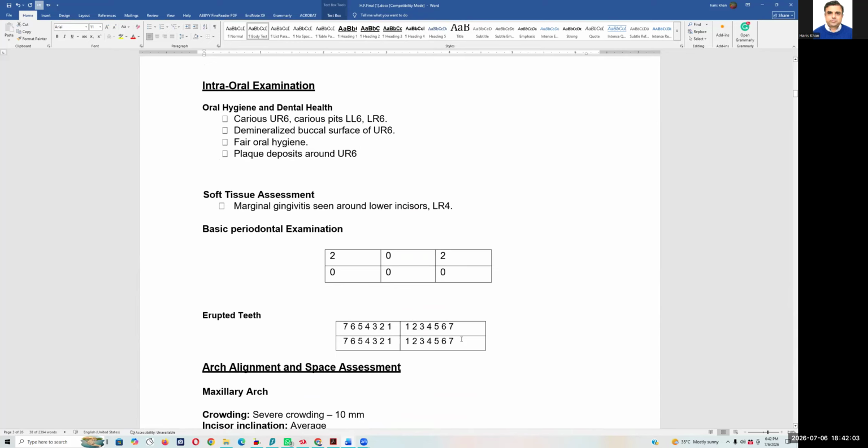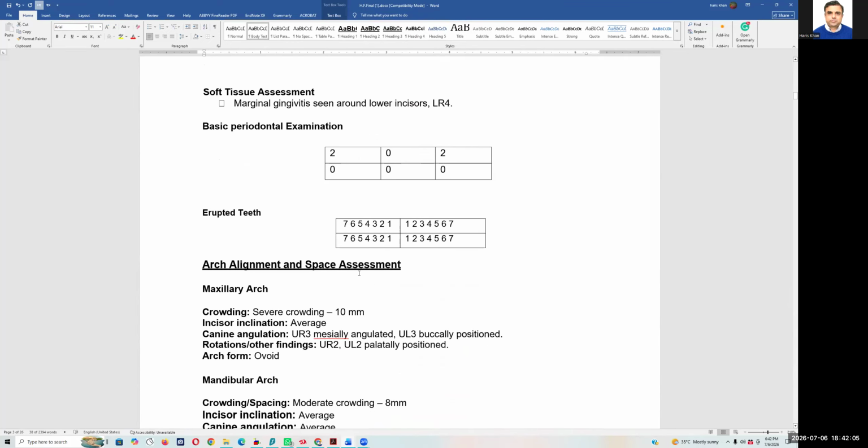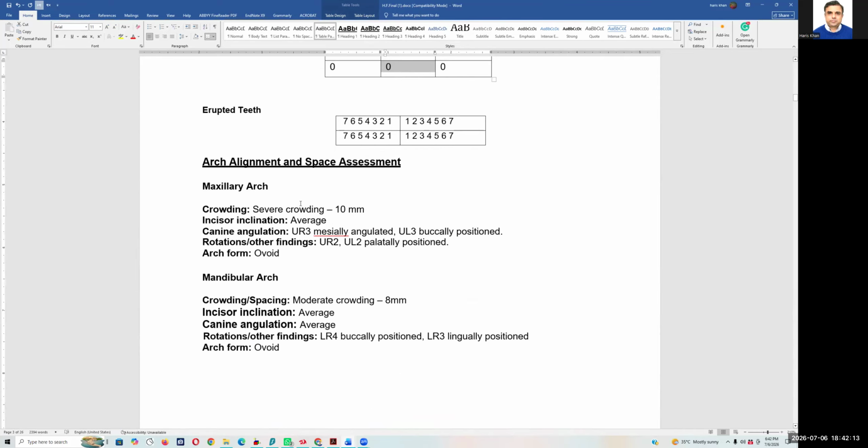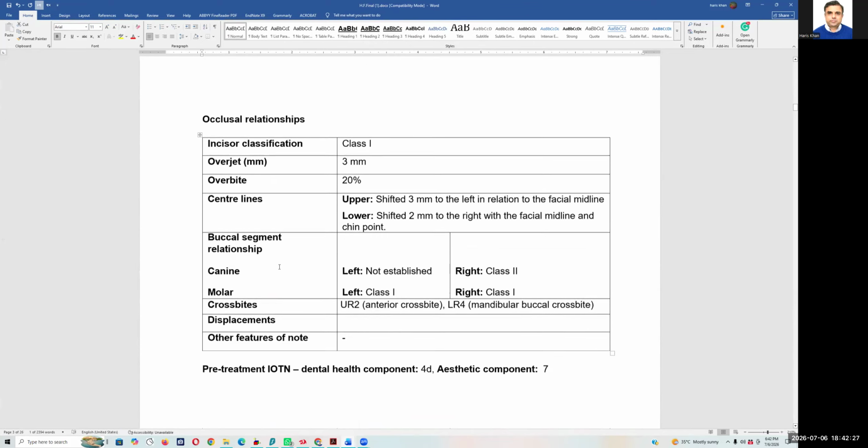Oral hygiene, the caries, erupted teeth. This one is given in a table, right? One word is over the other. In the maxillomandibular arch, you have to write the crowding, the incisor inclination, the canine angulation, and significant rotations and the arch form. Many times people write the arch form after this. Anyway, there is no rule of thumb in this.